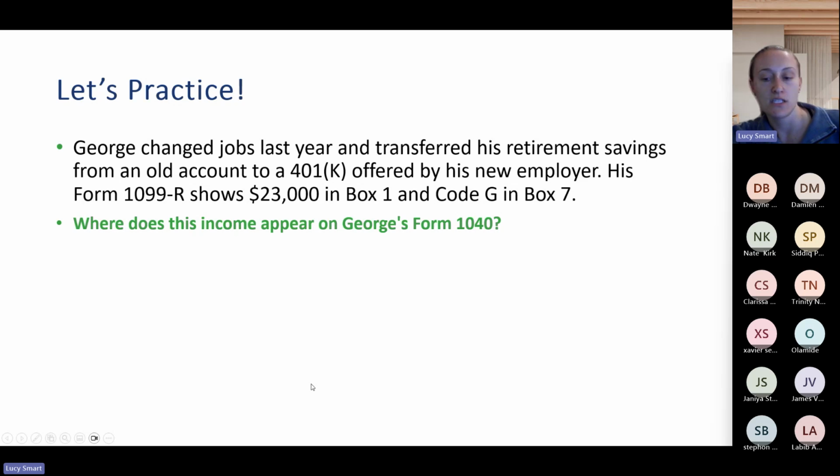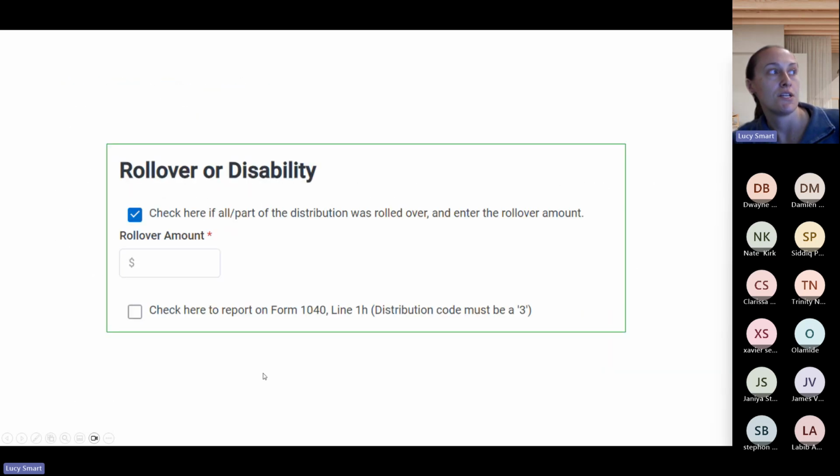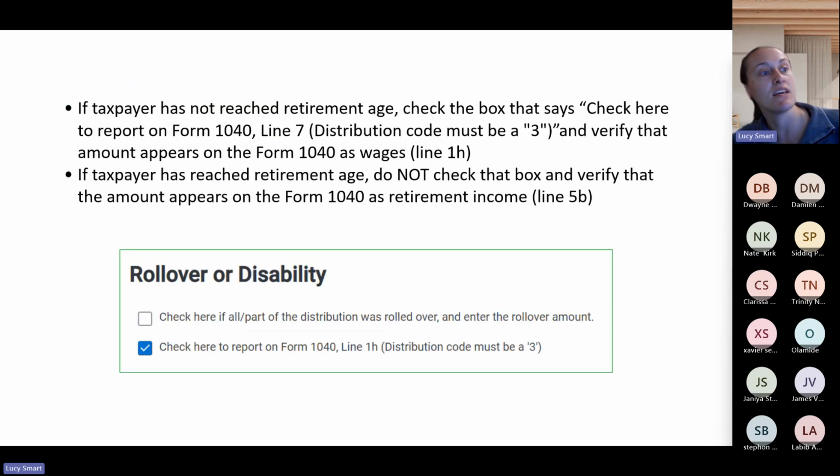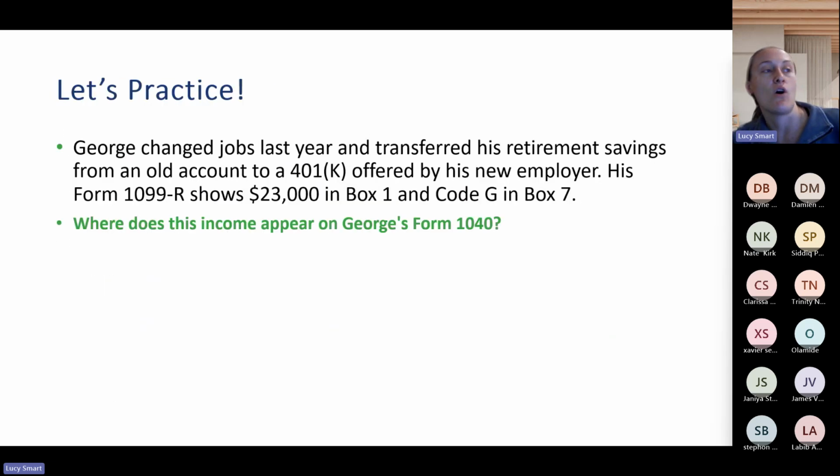And rollovers are not taxable. It's a tax-free distribution, must still be reported on the federal tax return, but it's not taxed. So because of this, it's on our 1040, but it is not on the taxable side. It's in the retirement, so it doesn't actually appear in the income that's taxable when you calculate up your 1040.